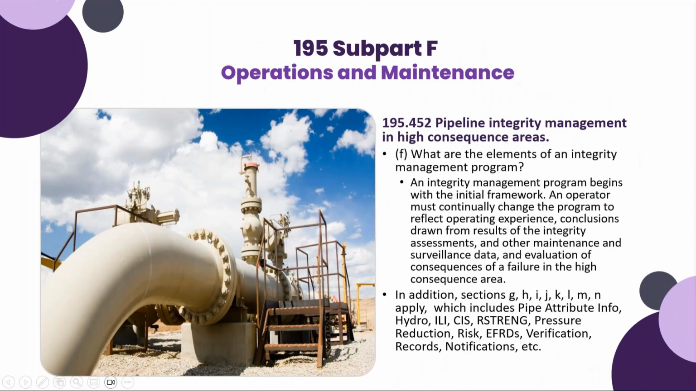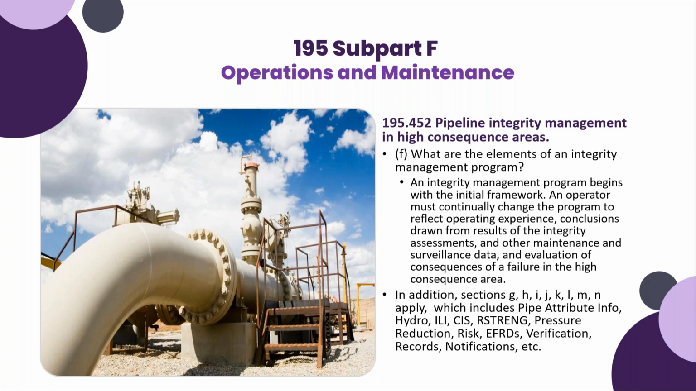Okay, so let's go to 195, operations and maintenance. Well, guess what? The integrity management portion is in part F. And what are the elements? The elements are all the same. The integrity program begins with the initial framework, what the gas people call the baseline and so on. An operator must continually change the program to reflect the operating experiences, conclusions, and so on, from the integrity assessments and other maintenance activity and surveillance data and the consequence of failure. They're all basically the same. And so keep that in mind, and that's what you'll see.